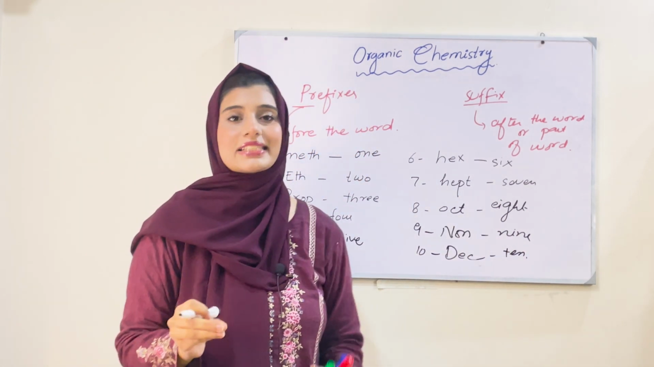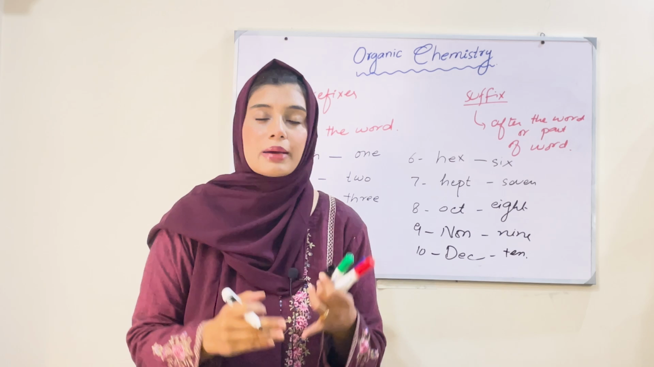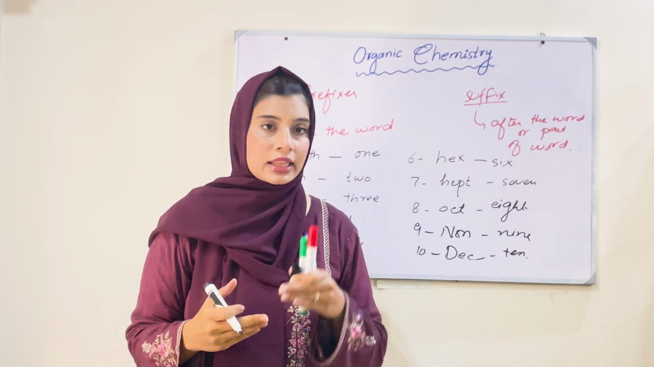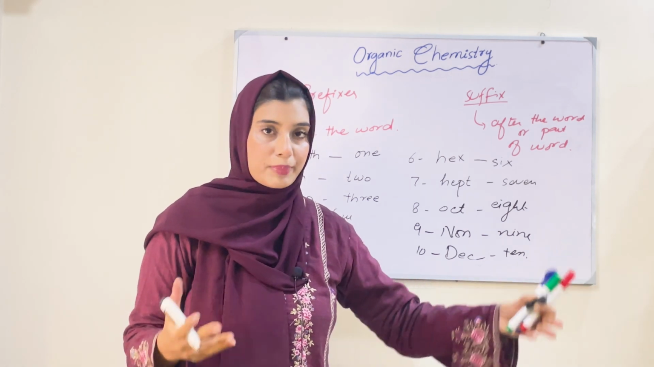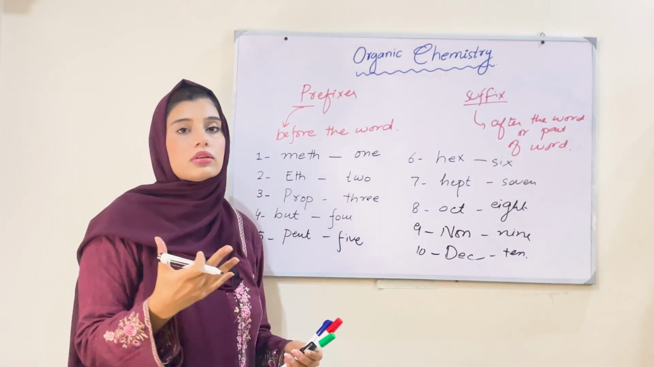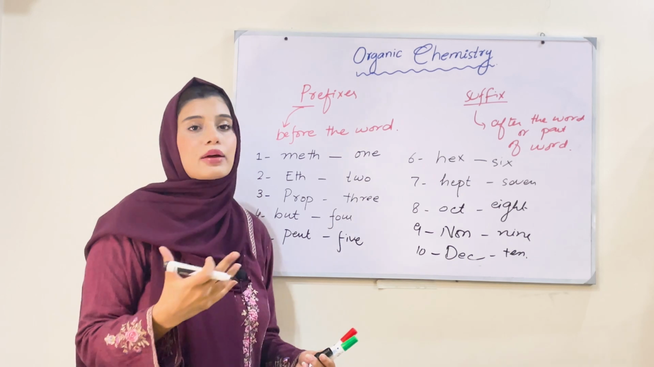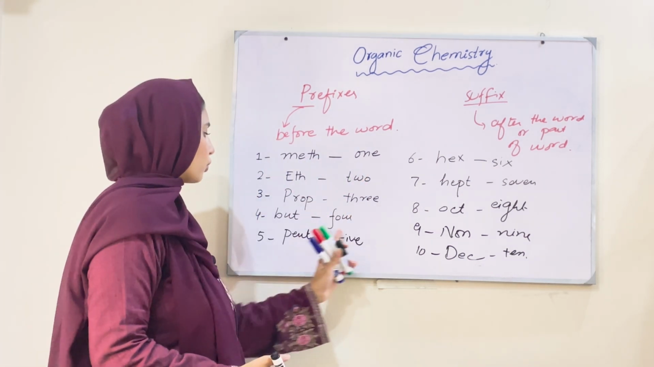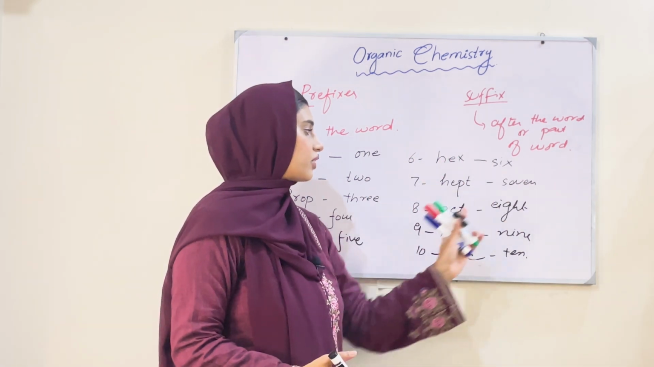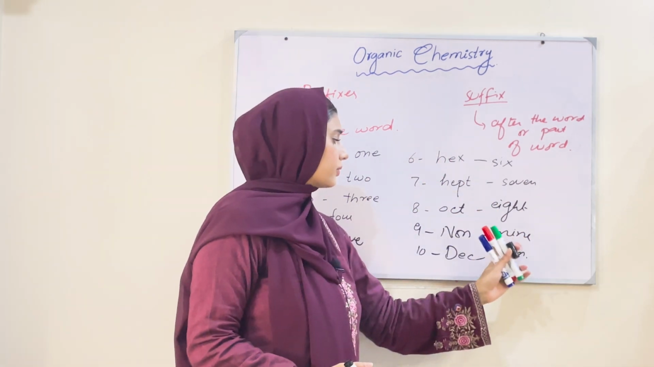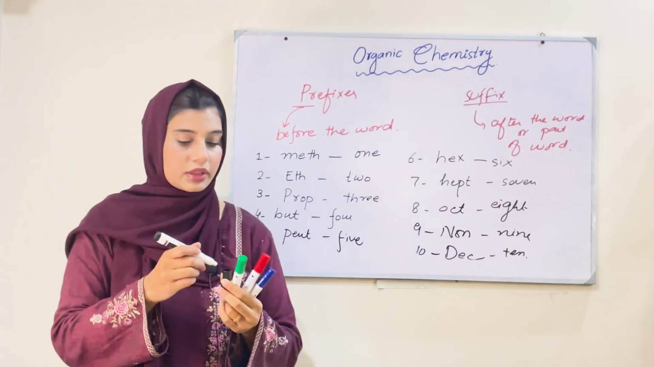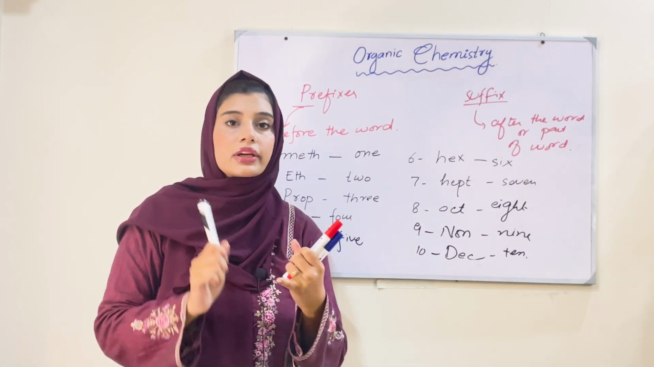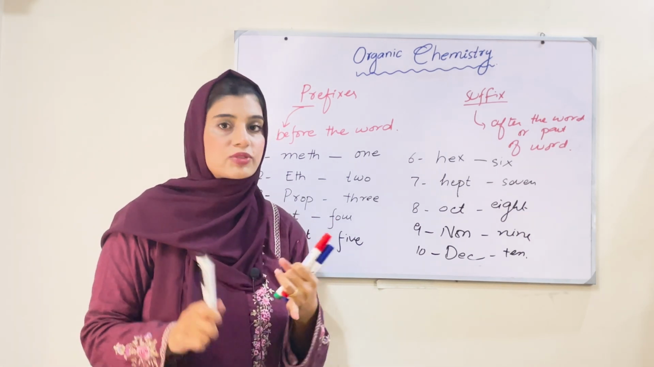So these prefixes are very, very important, because if you remember these prefixes, it will be very easy for you to understand the whole chemistry of organic compounds, because this is the counting of organic chemistry. Meth 1, eth 2, prop 3, but 4, pent 5, hex 6, hept 7, oct 8, non 9 and dec is 10. These are prefixes that we will use for all the organic compounds, for all the functional groups, for everything.